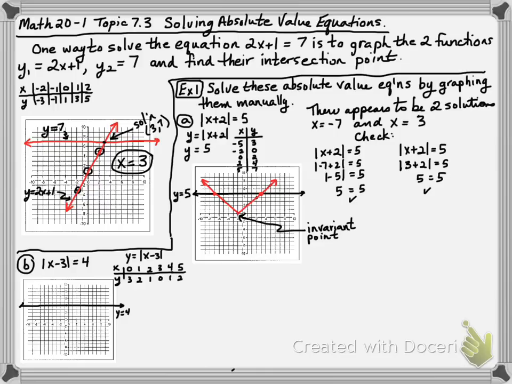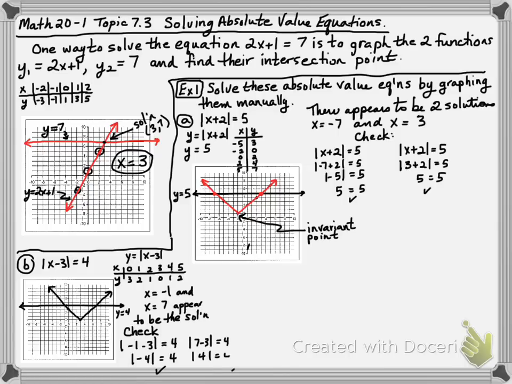Here's our next one, B. The absolute value of x minus 3 is equal to 4. If we plotted our points for the absolute value of x minus 3, and we drew our line for y is equal to 4, we can see that there are going to be two intersection points. One of the intersection points is x equals negative 1. The other intersection point is going to be at x equals 7. If we substitute those back in, we're going to find that they both work. Negative 1 works, and positive 7 works.